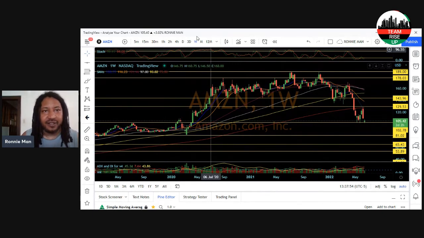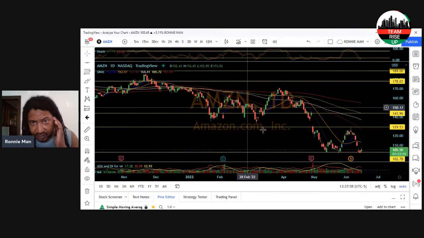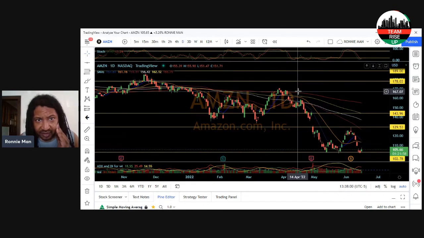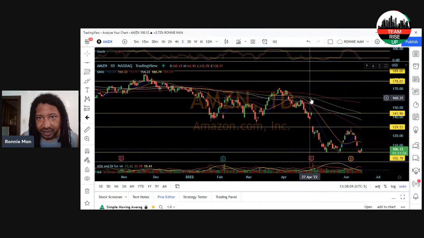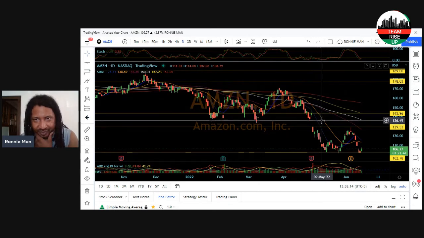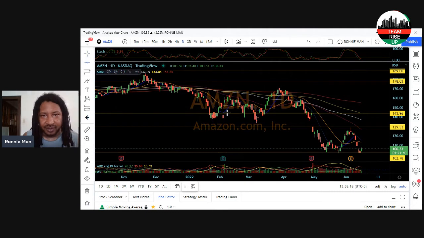Okay, now let's look at the daily chart. Same thing. We could put a resistance line there, I guess. We could put one here. We could put one there. Could put one here. Well, let's put one there. All right, that one looks good. Let's just put it here.